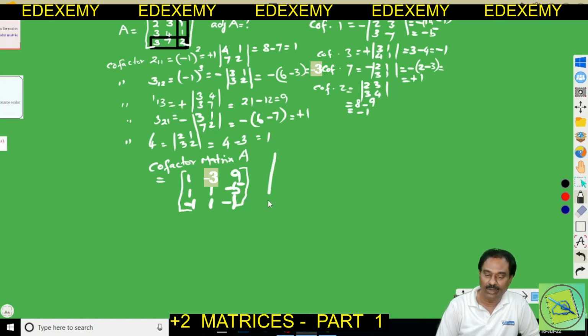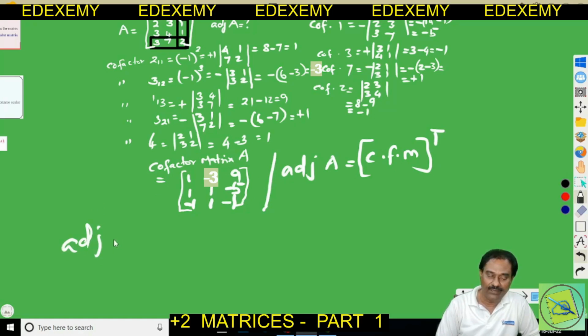Then you have to now find out the adjoint of A. The final step, adjoint of A, is the transpose of the cofactor matrix. Therefore the definition is, the transpose of a cofactor matrix is called adjoint of A. Now you got the definition. What is adjoint of A? The transpose of a cofactor matrix. Now we will find the transpose. 1, minus 3, 9, 1, 1, minus 5, minus 1, 1, minus 1. Transpose of this matrix.